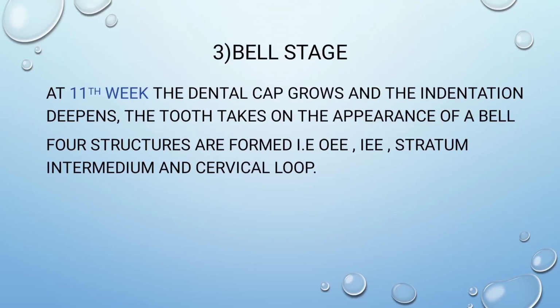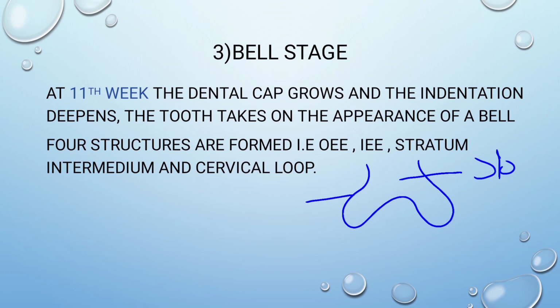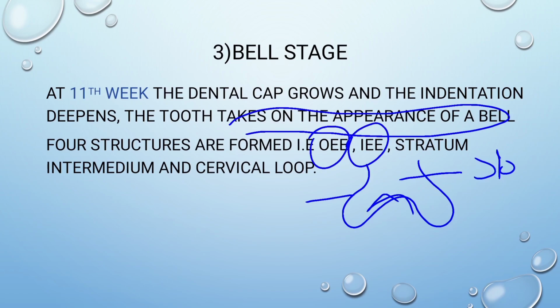At the 11th week, the dental cap grows and the indentation deepens. The tooth takes on the appearance of a bell. Actually, the central cells of the bud proliferate slower compared to the peripheral cells, so it eventually forms an invagination, and this invagination takes on the appearance of a bell. Four structures are formed: the outer enamel epithelium, the inner enamel epithelium, the stratum intermedium, and the cervical loop.